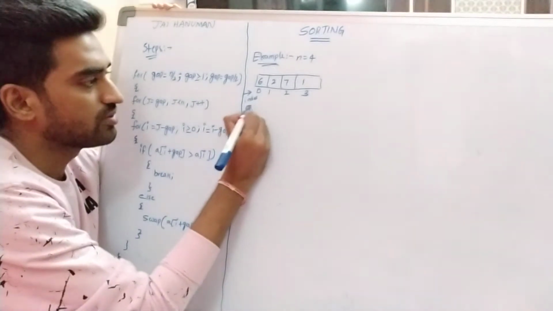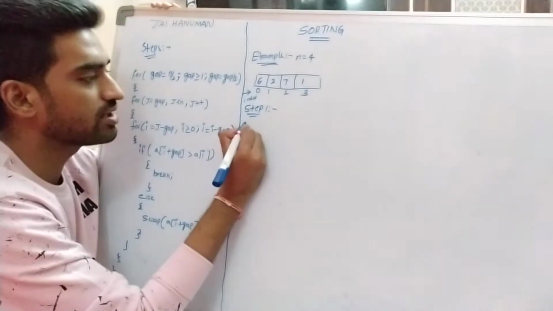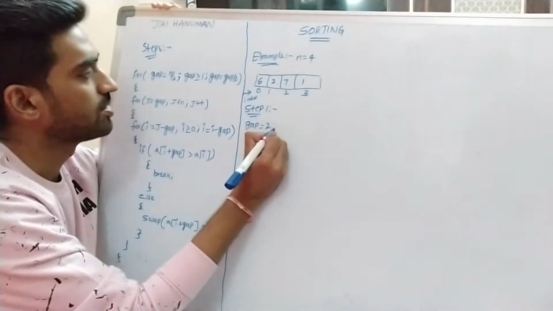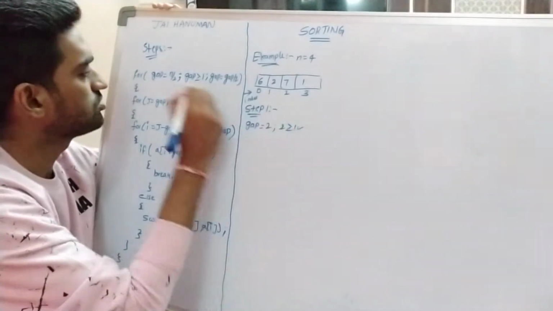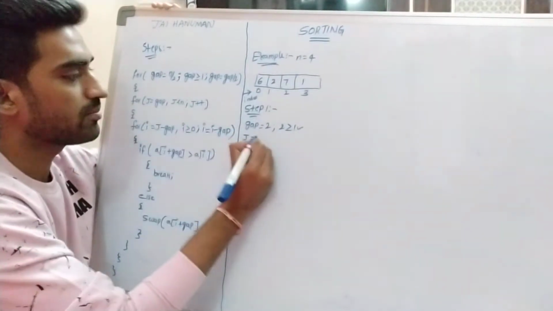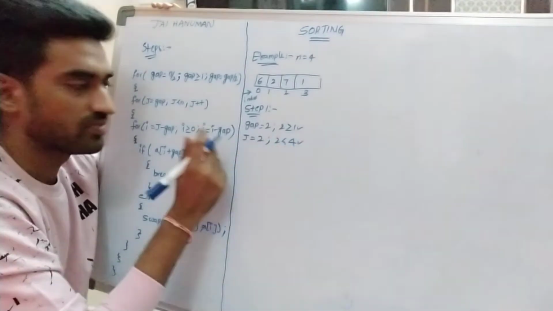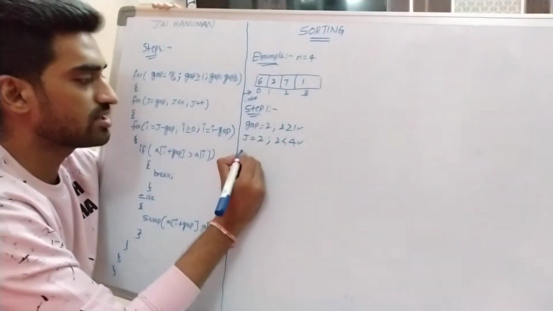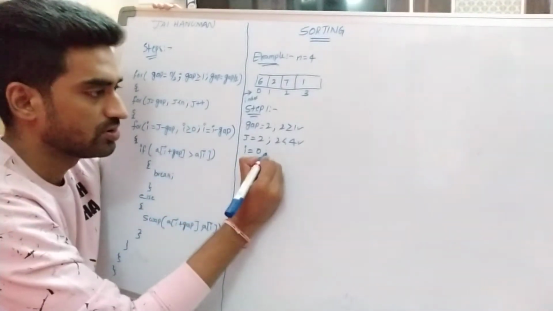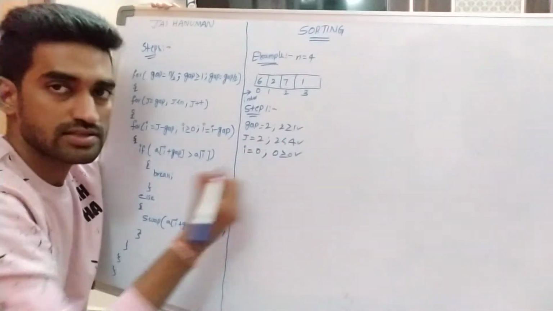First of all, we find the gap value in step 1. What is the gap value? Gap is equal to n by 2, 4 by 2, which is equivalent to 2. 2 greater than or equal to 1, condition true. Then we enter this loop j. The j value is assigned to gap, that is 2, 2 less than n, 4, true. Then we enter the loop i is equal to j minus gap, 2 minus 2, 0. Then 0 greater than or equal to 0, this is also true.